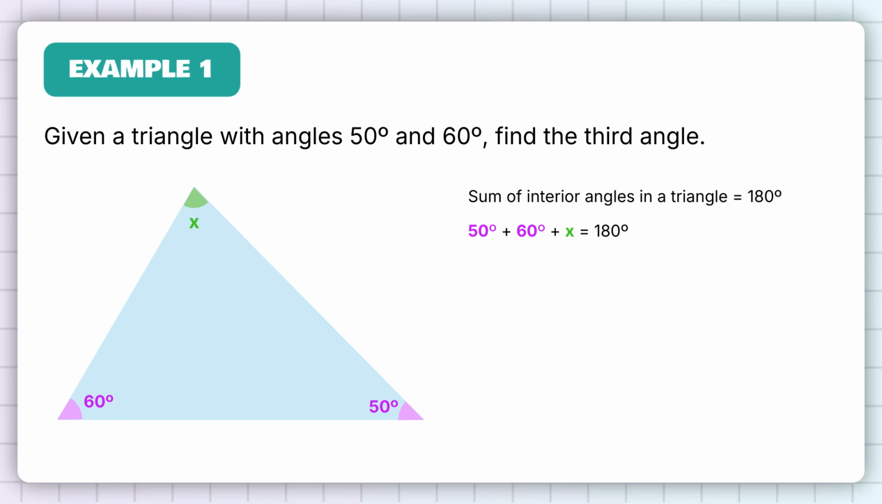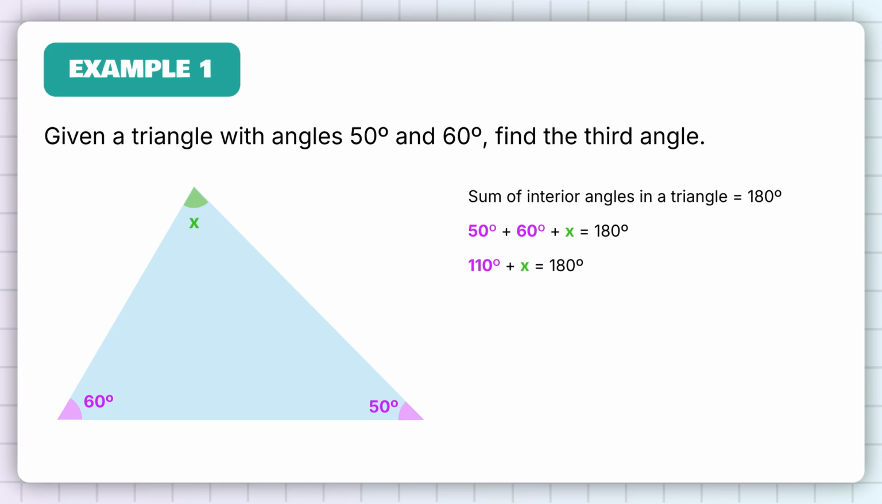Now let's solve for x. Firstly, let's simplify this equation. 50 plus 60 equals 110. Now we can rewrite what we have as 110 plus x equals 180.